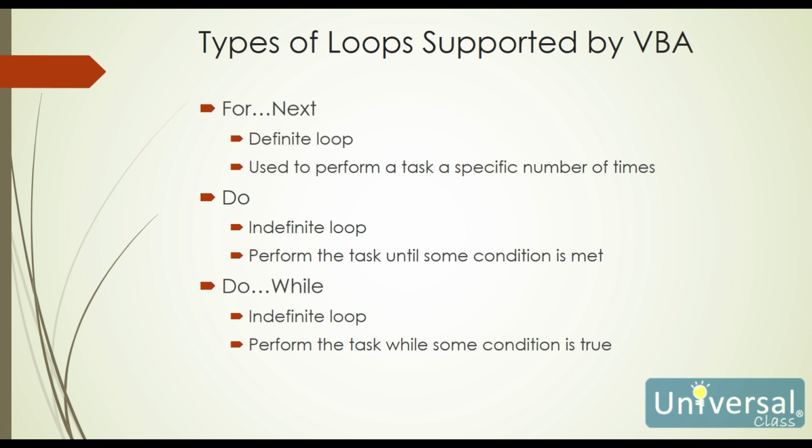We also have a do while loop, which is another indefinite loop. This one will perform a task while some condition is true. So what we're going to do is we're going to say while the user doesn't click a button, or while the number is not equal to 100, count up from 1. That's going to be a do while loop. So we're going to keep doing it while some condition is true.